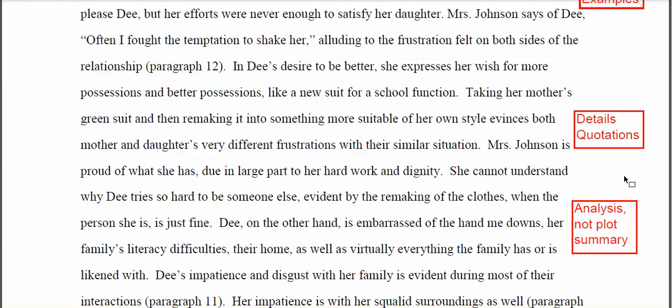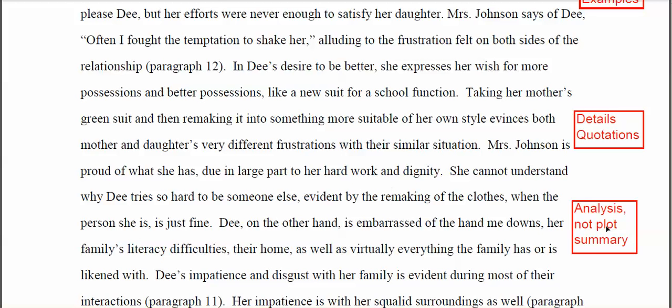See, that's just plot summary. I know what happened. What I want you to tell me is what you think. Notice what Mercedes thinks. She thinks that Mrs. Johnson is proud. She thinks that Dee is embarrassed. She thinks that Dee is impatient and disgusted. All of these thoughts are from the student's mind, her own ideas about the story.